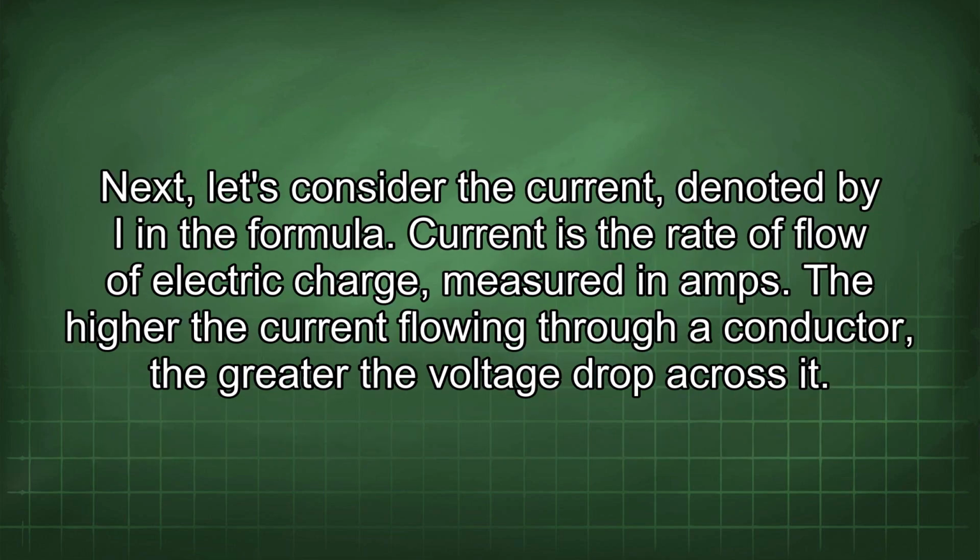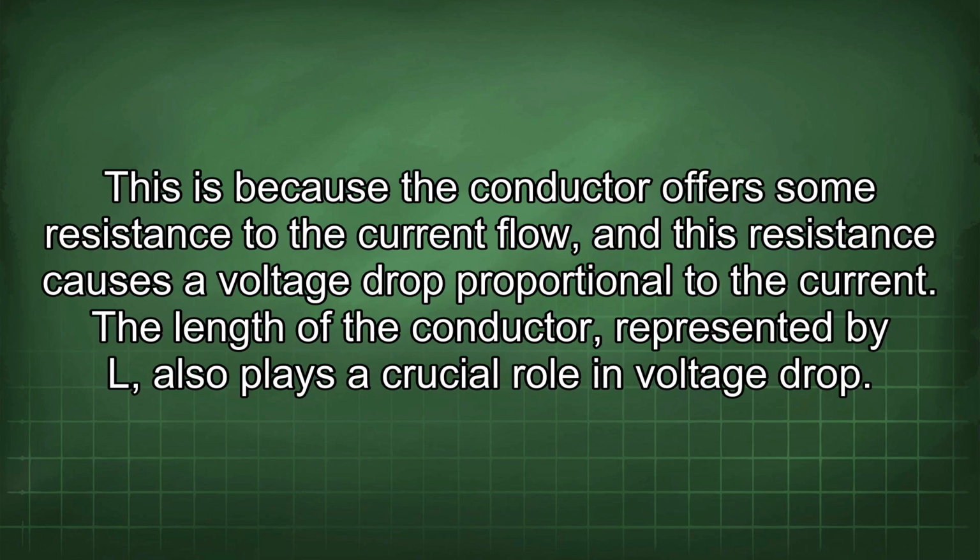Next, let's consider the current, denoted by I in the formula. Current is the rate of flow of electric charge, measured in amps. The higher the current flowing through a conductor, the greater the voltage drop across it. This is because the conductor offers some resistance to the current flow, and this resistance causes a voltage drop proportional to the current.